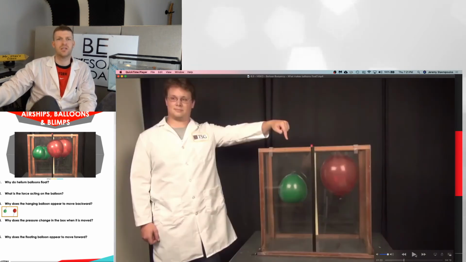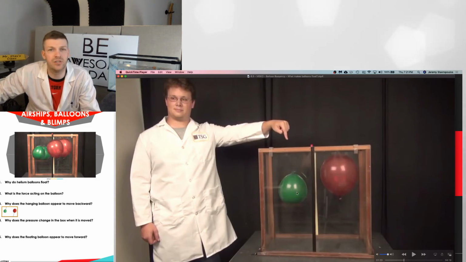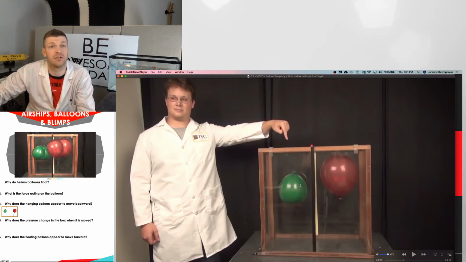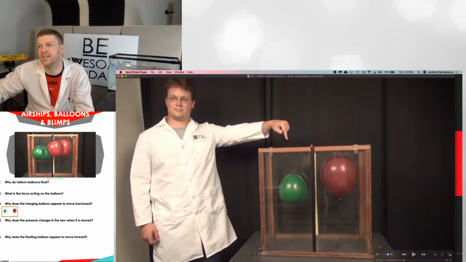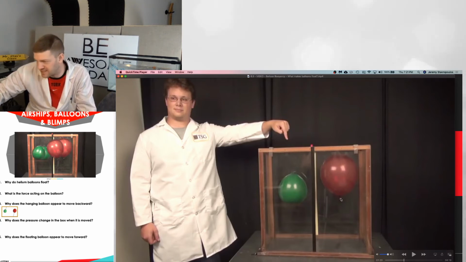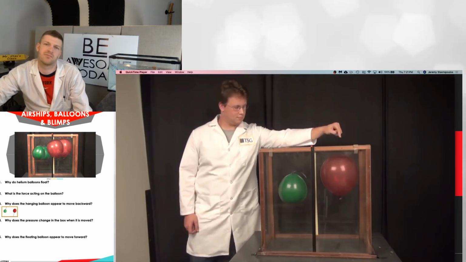Very important that you understand this experiment. This green balloon is full of air. Just air. You can blow it up, tie it up, and then hang it from the top of this box. The red balloon is filled with helium, so it's tied to the bottom of the box. The other is filled with helium and is taped to the bottom of the box.